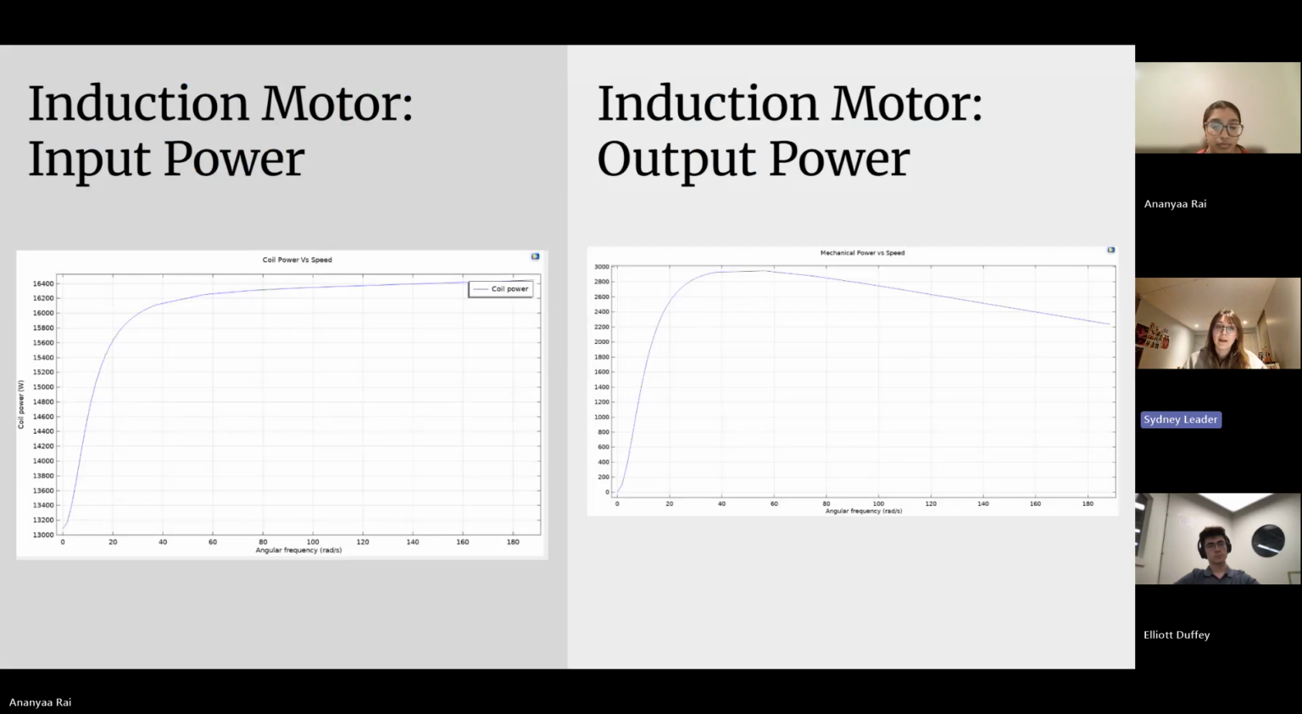The output power graph is the mechanical power versus speed, and this shows how useful the motor is during operation. The peak on the graph is the maximum mechanical power outputted from the motor. This shows at what speed the motor should run for its best performance, and the output power is calculated by multiplying the mechanical torque by the angular frequency.